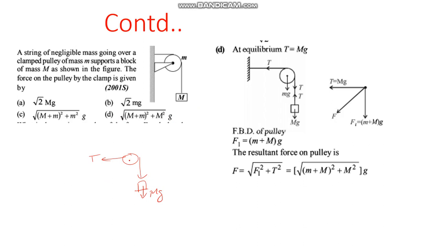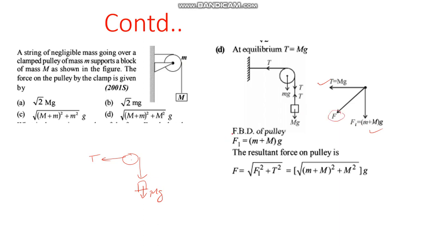So at this joint what will happen? You have a force like this, you have a force like this. Now here you see the mass of the pulley is also given, so you have to consider the mass of the pulley also. If it is negligible, you should not consider it, but here it is considerable. So there is one force like this, one other force like this, and this is our resultant force.